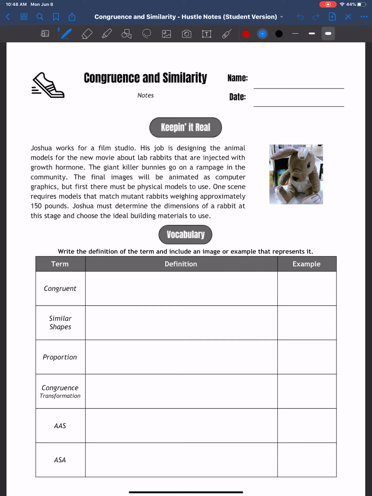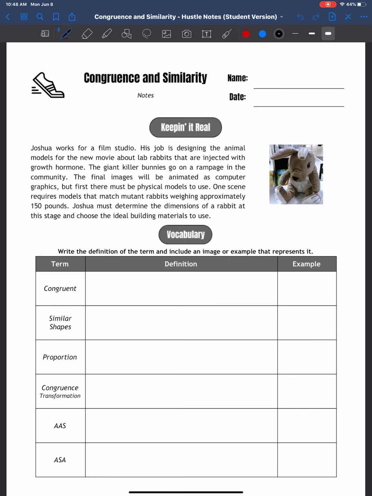Hey guys, so today is our new topic of congruence and similarity. Congruence in geometry is when two objects are the exact same, and similarity is when they have ratios, so it could be smaller or larger, but they are still basically the same object, just different sizes.